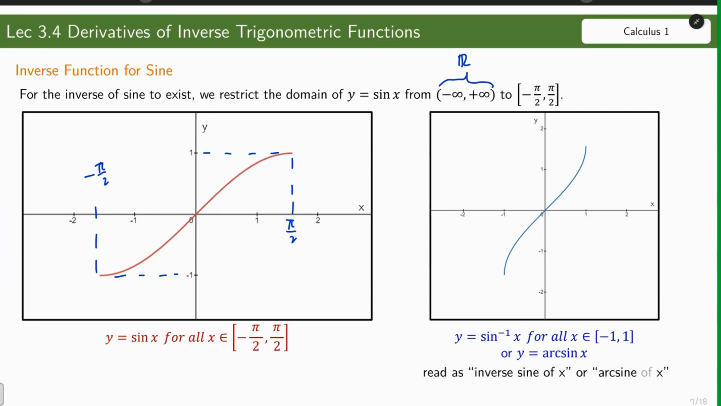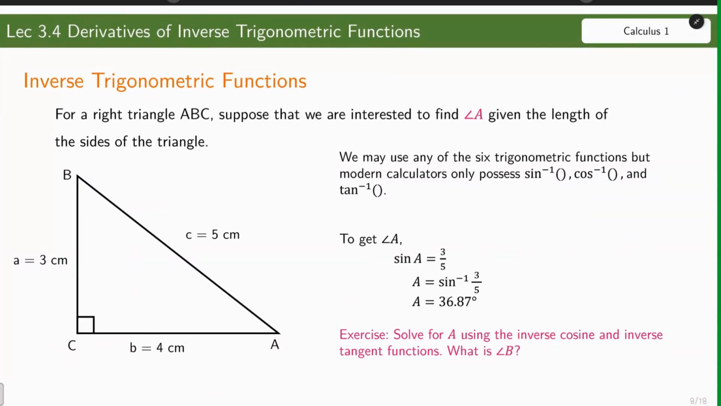This is the notation for the inverse trigonometric function. We have here y is equal to arcsine of x, or the inverse sine of x. The purpose of the inverse trigonometric functions is mainly for the computation of angle. So suppose that we have a right triangle ABC, and we are interested to find the angle A. Of course, we will not measure that by protractor. So we will use trigonometry. We may use any of the 6 trigonometric functions, but modern calculators only possess arcsine, arccosine, and arctangent.